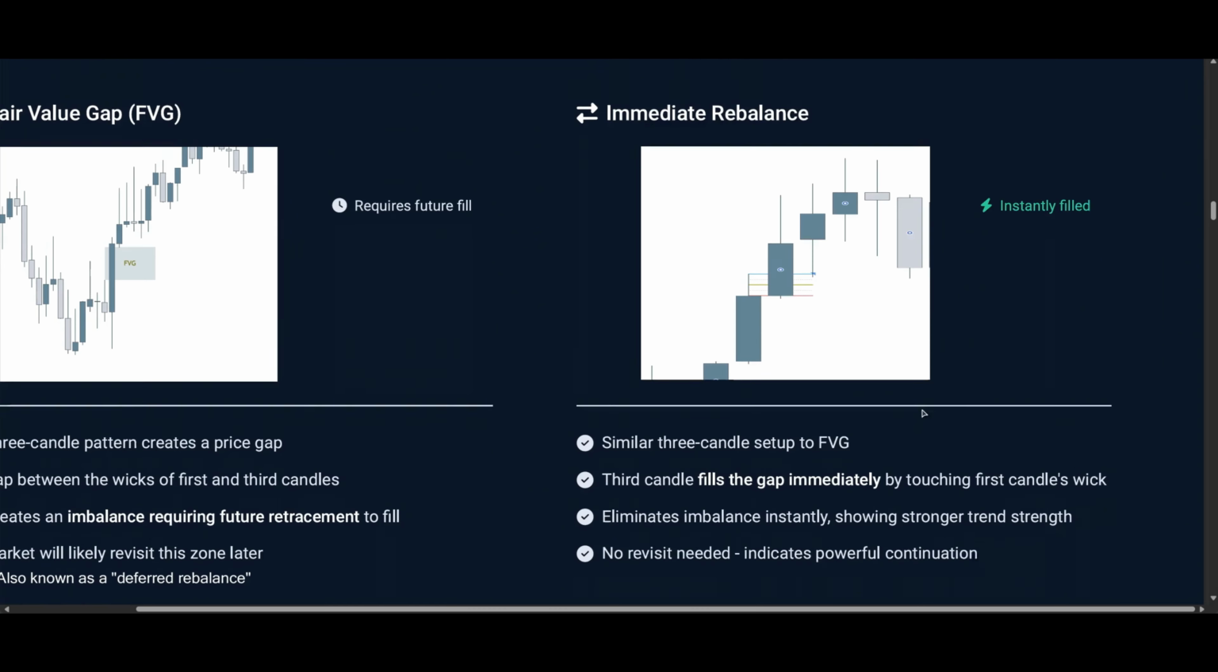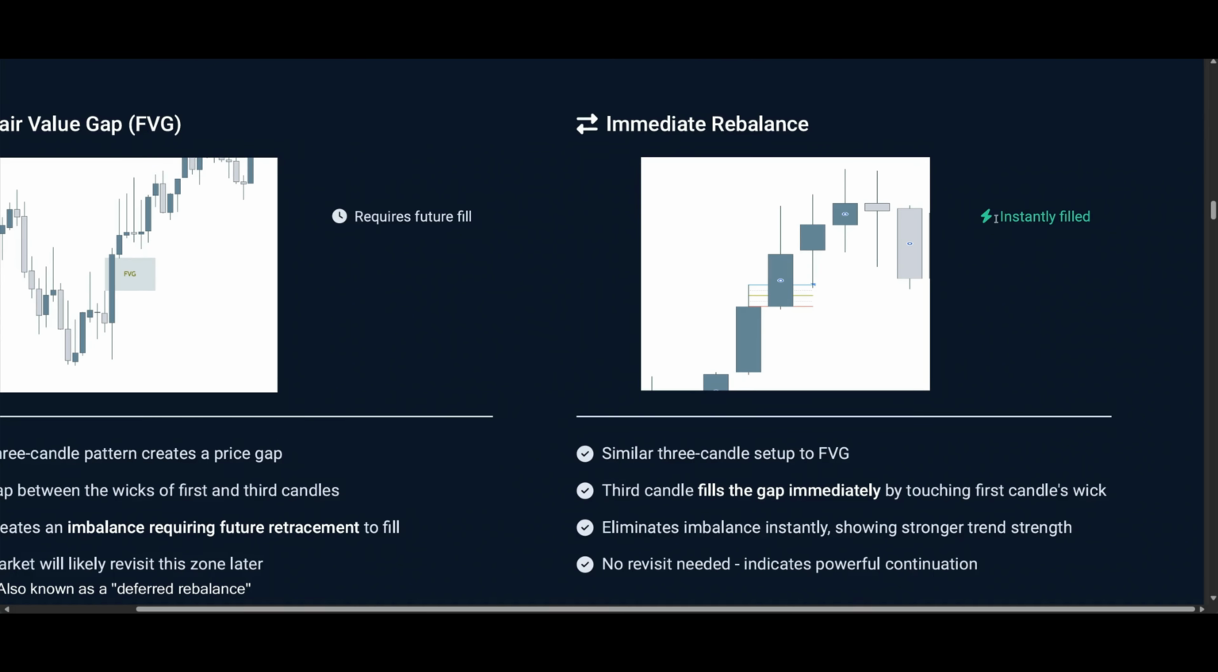Now for the immediate rebalance, as you can see, it's an instant fill. So similar 3-candle setup with the fair value gap. The third candle though fills the gap immediately by touching the first candle's wick. This also eliminates imbalance instantly, showing stronger trend strength. No revisit needed. This indicates a powerful continuation.